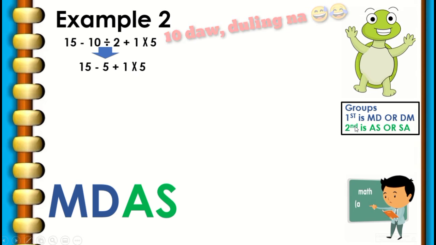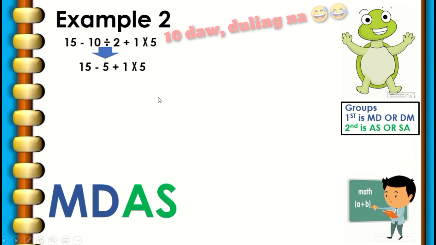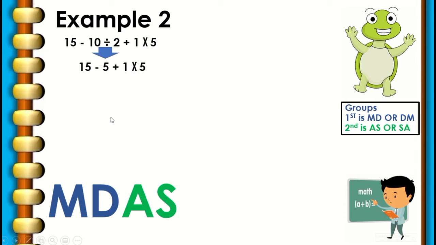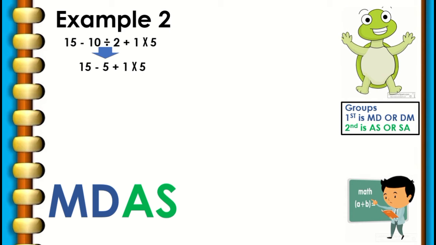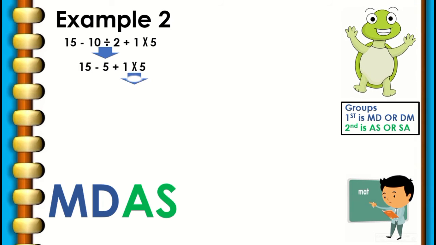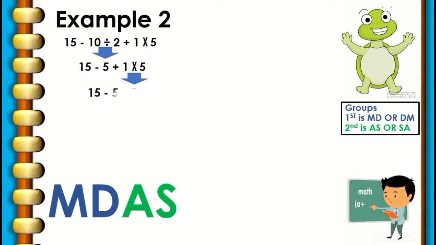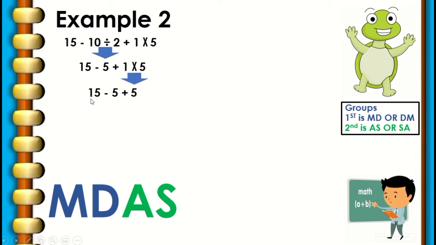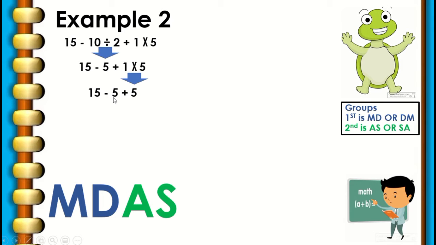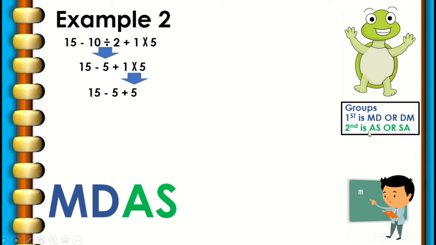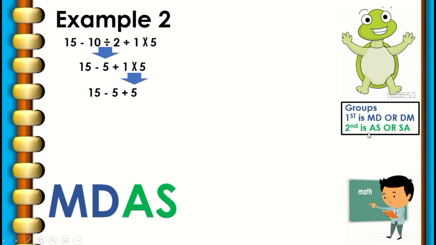We're done with division. May nakikita ba tayong multiplication? Yes, meron. So, first group pa rin siya. We cannot proceed to addition and subtraction hanggat hindi natin na-settle yung ating first group. So, 1 times 5, that is 5. And then, copy the remaining quantities, which is 15 minus 5. So we're done with the first group. Wala nang multiplication and division. We can now proceed to the second group, addition and subtraction.